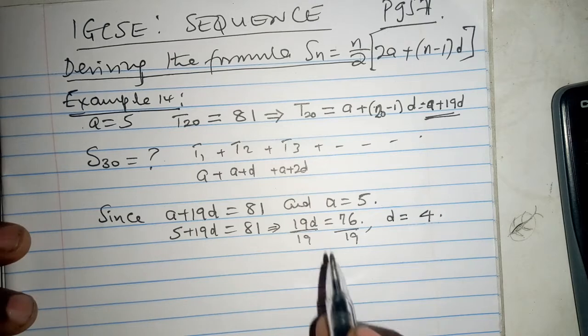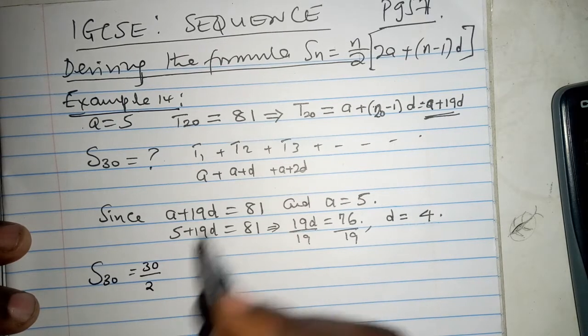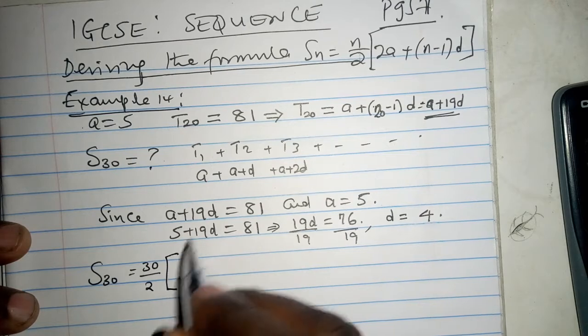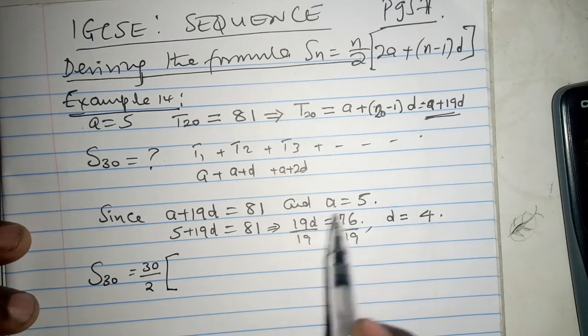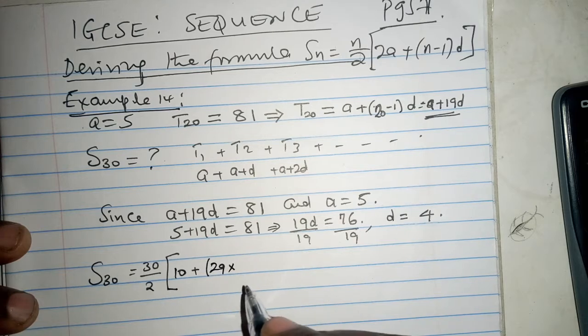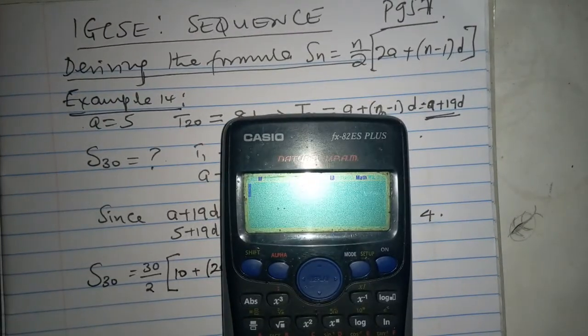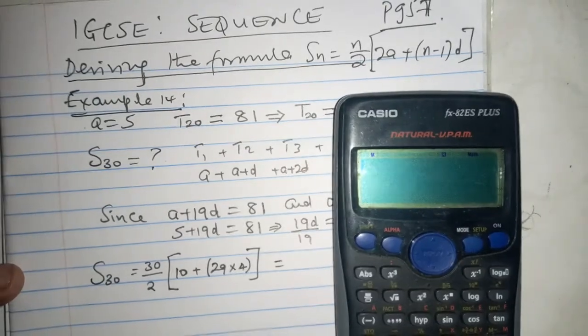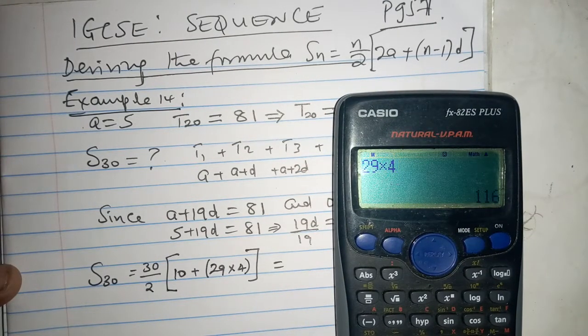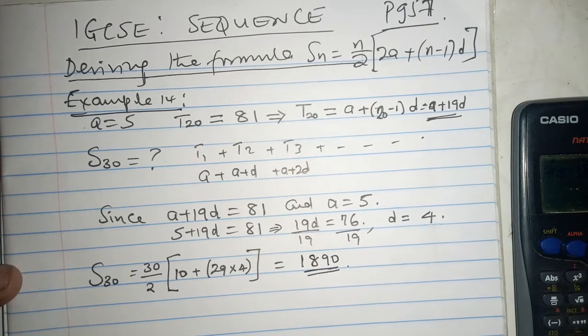Having done that, we can find the sum of the first 30 terms. We have a, we have d, and we have n. So the sum of the first 30 terms is 30 over 2, and we are now quoting this formula, 2a, which is 5 times 2, 10, plus 30 minus 1, which means 29, times d, which is 4. 29 times 4 plus 10, times 30 divided by 2, which is 15, gives 1890. And that is just like it.